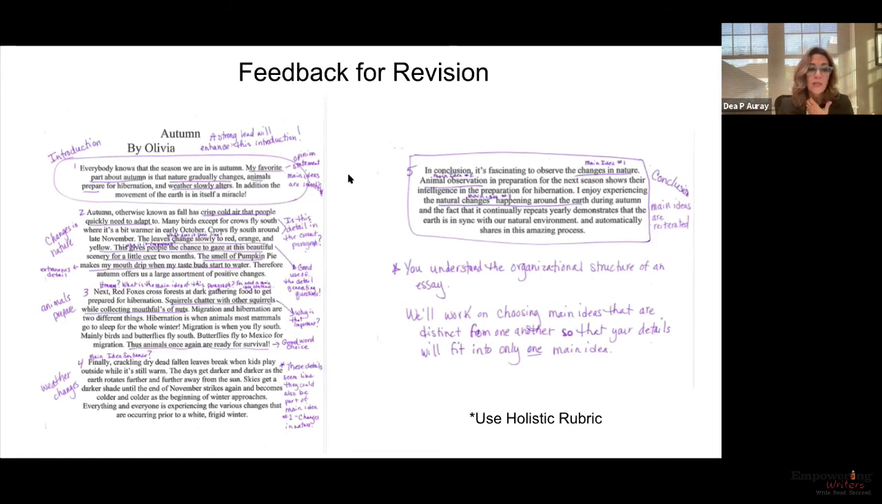But notice how in the margin, we have comments about what's good. So, good use of detail generating questions. And what we underlined here: the leaves change slowly to red, orange, and yellow. This gives people the chance to gaze at this beautiful scenery for a little over 2 months. Notice again down at the bottom, there's a notation about some good word choice where the student said, thus animals once again are ready for survival. So some very good vocabulary that she uses.